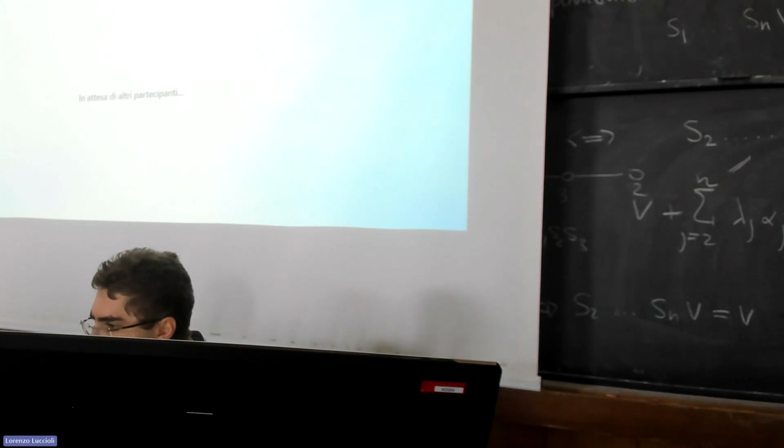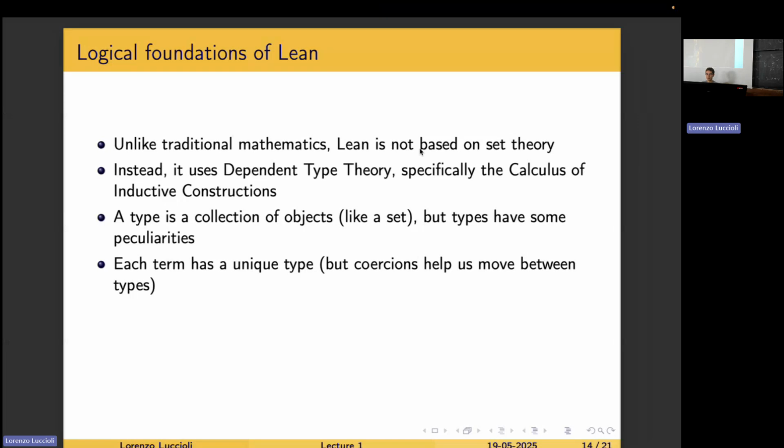Let's try again. Okay, that's what it works. So as I said, the things to keep in mind are mainly that each term has a unique type, so you may need to use coercions, but they're mainly used by Lean itself, so you don't need to worry too much about them.